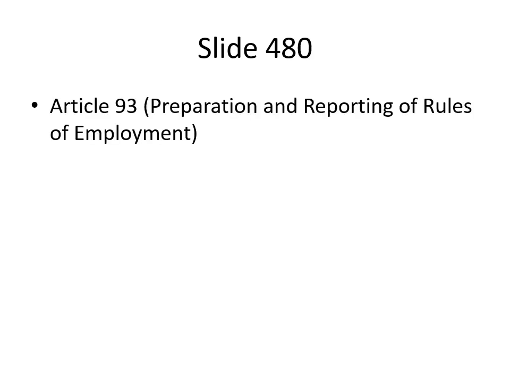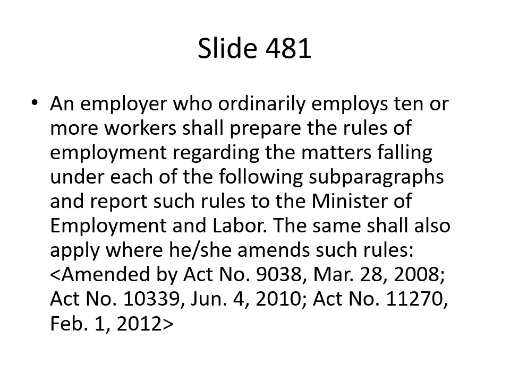Article 93. Preparation and reporting of rules of employment. An employer who ordinarily employs 10 or more workers shall prepare the rules of employment regarding the matters falling under each of the following subparagraphs and report such rules to the Minister of Employment and Labor. The same shall also apply where she amends such rules.